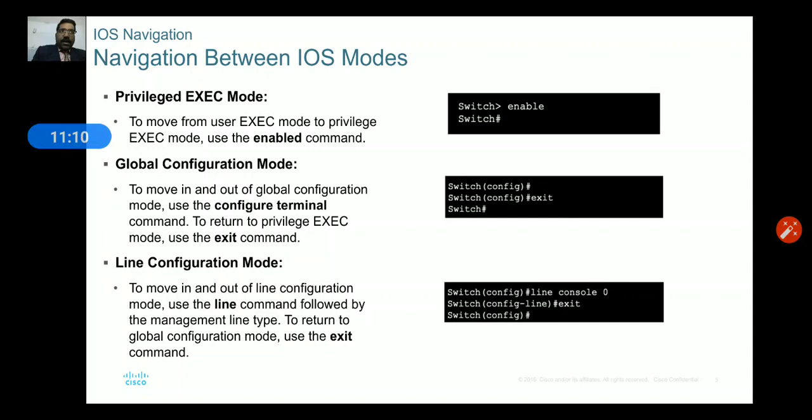If you execute any one of these commands, you can enter into the line mode. Then from line mode, you can go back to the previous mode. Which is the previous mode for the line mode? Global configuration mode. How do you go back to the global configuration mode? By executing the command exit.